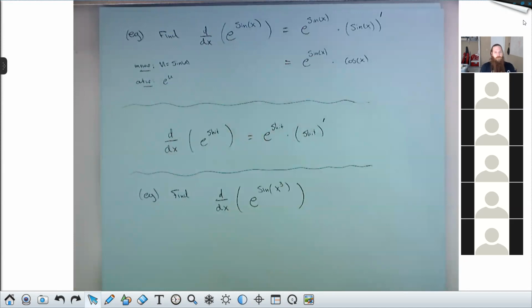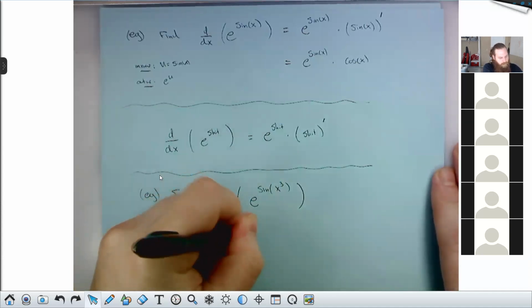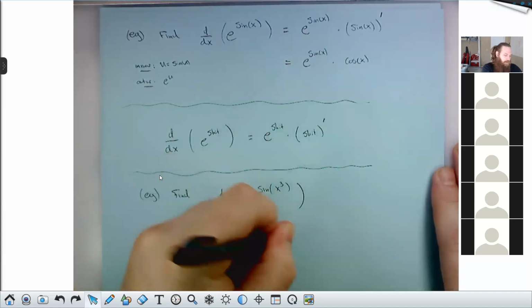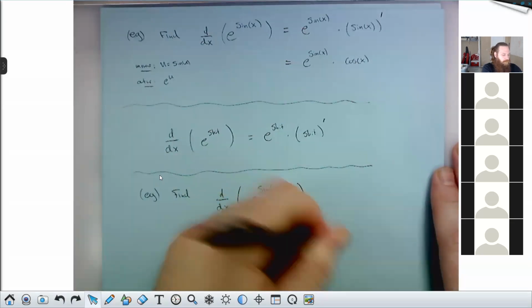This is very similar to the last problem, right? The last one was e to the sine x. This is now e to the sine of x cubed. So I've got several layers. I've got an outer, an inner, and then an even more inner. So if I follow the recipe here, this should be e to the sine of x cubed times the derivative of sine of x cubed.